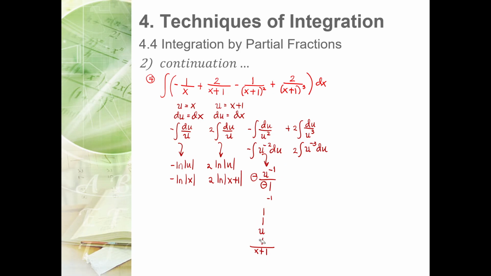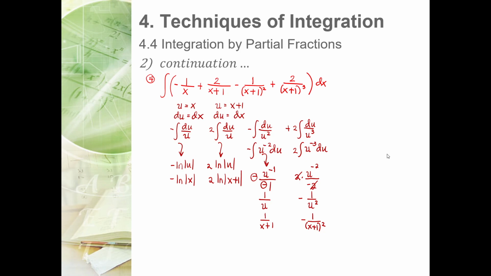So let's try to erase this so we have space. So again, negative times negative, so this one is 1 all over u. So positive. And then it becomes 1 over x plus 1. So the other term here is 2 times u to the power of negative 2 all over negative 2. So 2 and 2 cancel out. Then you have negative 1 all over u squared. So that's negative 1 all over x plus 1 squared.